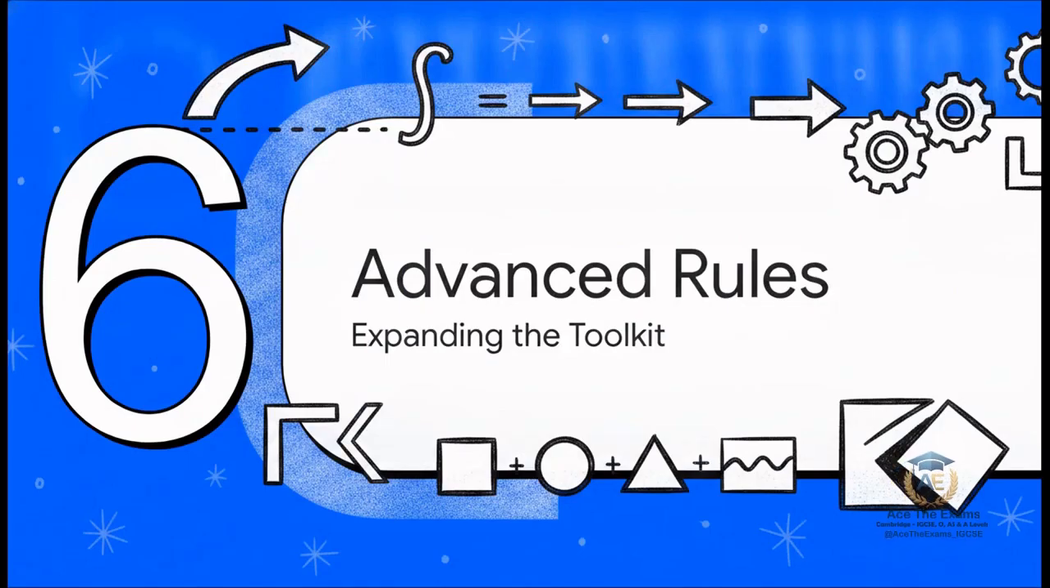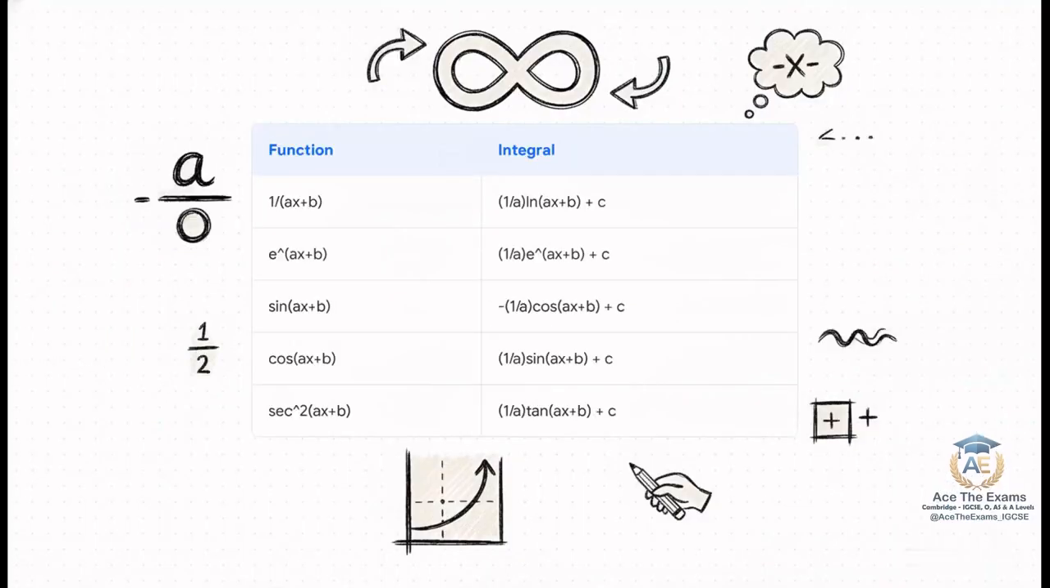Section 6, Advanced Integration Rules, expanding the toolkit. Let's equip you with the rules for when that standard power rule just won't cut it. See, the basic rule of adding 1 to the power doesn't work for absolutely everything. For instance, if you tried on 1 over x, you'd get x to the power of 0 divided by 0, which, yeah, mathematically breaks the universe.